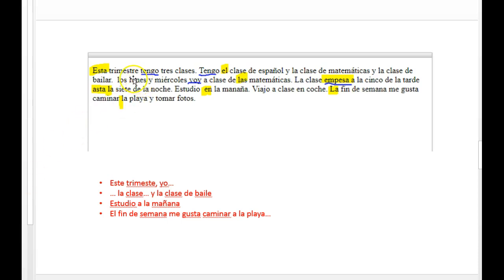This one has problems with the prepositions, and also words that I didn't teach you, and also problems with agreement. So it's not esta trimestre, but it's este trimestre. Tengo is not a word that we did teach here. And here, clase should be la clase. And then you put the right one, la clase, but over here is wrong. And clase de bailar doesn't exist. It should be clase de baile.